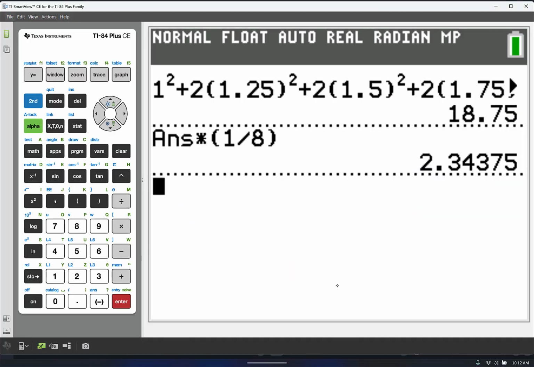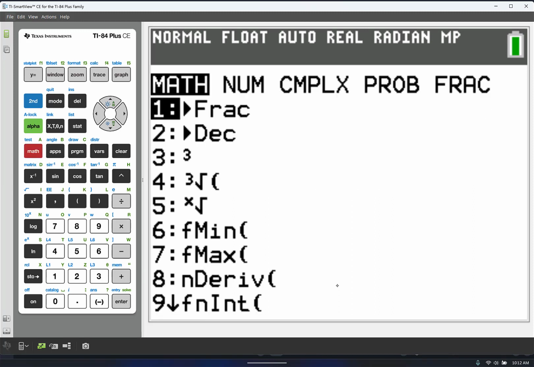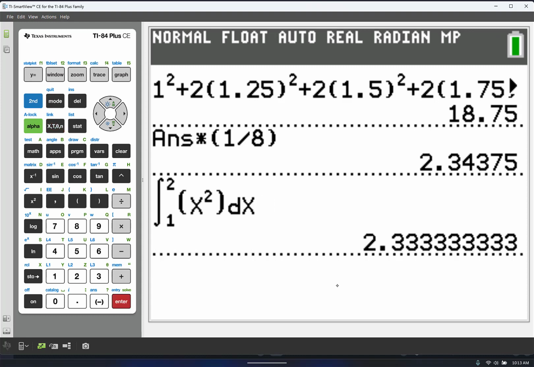All right. Here's how you do it real quick with your calculator. Push math. Go down to number 9. And here's your little symbol, see? From 1 all the way to 2 of what function? X squared. I didn't type it into Y1, so that's why I'm typing it like this. And there it is. And no surprise, this is the exact 2.33333. Are we shocked that we got a number bigger? No, because you guys told me that it was an overestimate. Not by much, but it is an overestimate. Do you guys see what's going on?